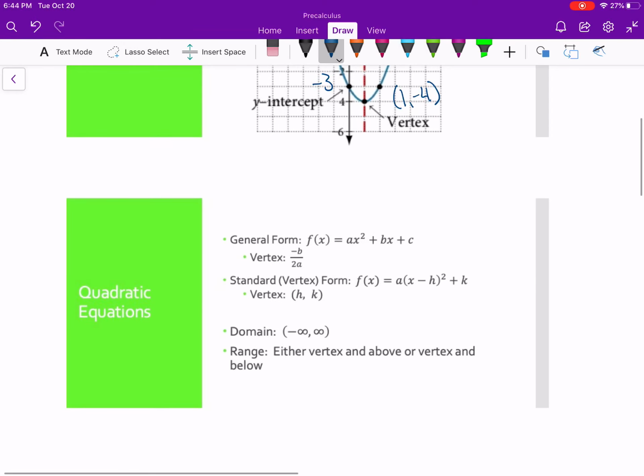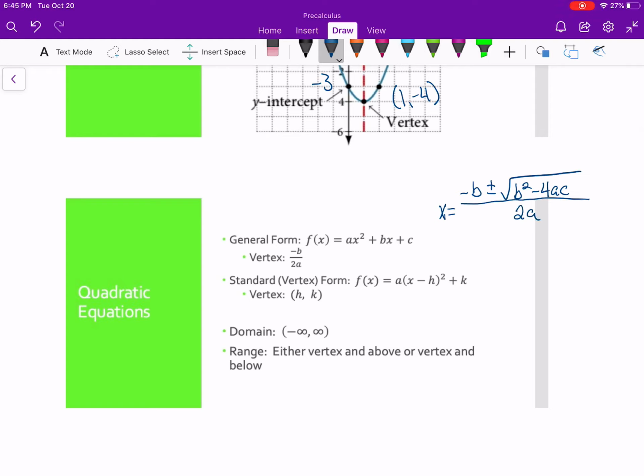We have two different forms that we're going to work with. The first form is general form: f of x equals ax squared plus bx plus c. To find the vertex, you take -b over 2a, and then just plug that back into the function to find the y value. So this right here is the x value. Remember, in general form, when you're trying to find x-intercepts, we use the quadratic formula, or you can use factoring. So just remember your x equals -b plus or minus the square root of b squared minus 4ac, all over 2a. So that's finding the x-intercepts.